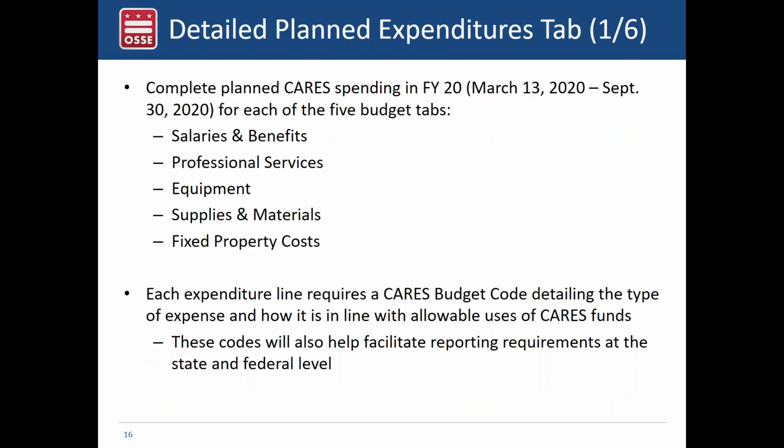So now we're to the detailed planned expenditure tab, which is really the bulk of your application. Here you're going to need to fill out your planned CARES spending for FY20, or the dates we've been saying, March 13th, 2020 through September 30th, 2020, for each of the 5 budget categories: salaries and benefits, professional services, equipment, supplies and materials, and fixed property costs. Each expenditure line requires a CARES budget code that details the type of expense and how it is in line with allowable uses of CARES funds. These codes also will help us facilitate required reporting at the state and the federal level.